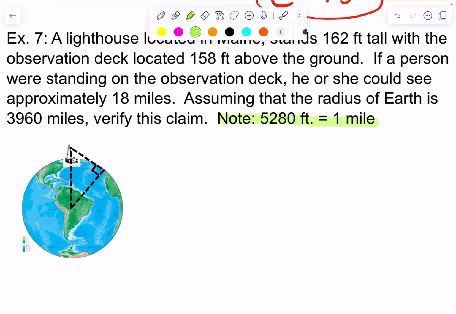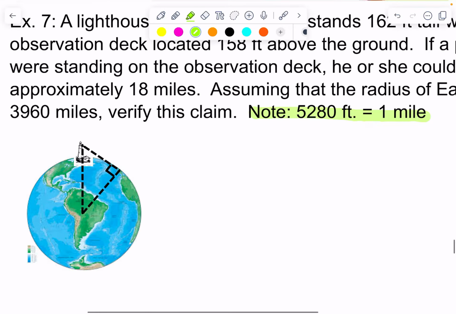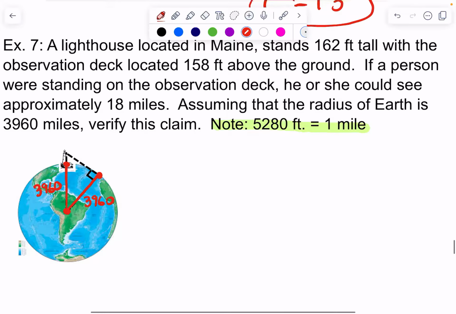And that's going to be very important in a couple seconds. First of all, they're telling us that the radius of Earth is 3,960 miles. So please remember that the radius is the length from the center of the circle to any point on the circle. So that's a radius, and that's 3,960. From the center to, once again, the base of Earth, in this case, the base of the lighthouse, is also 3,960. But they tell us that the observation deck is located 158 feet above the ground.